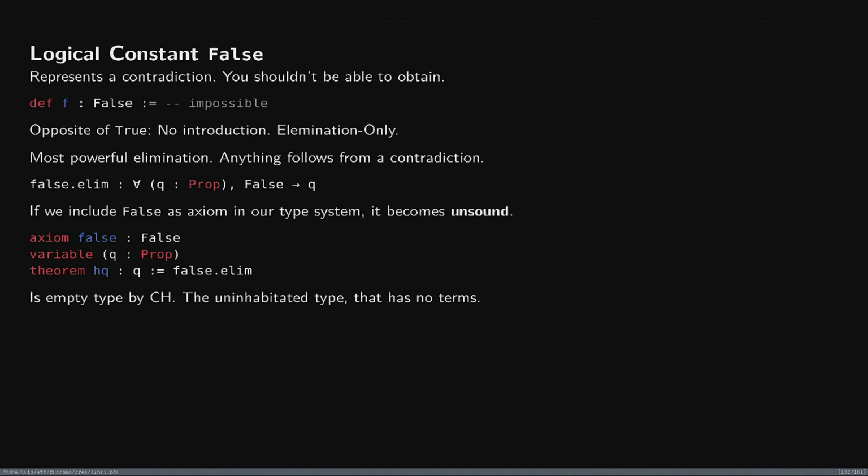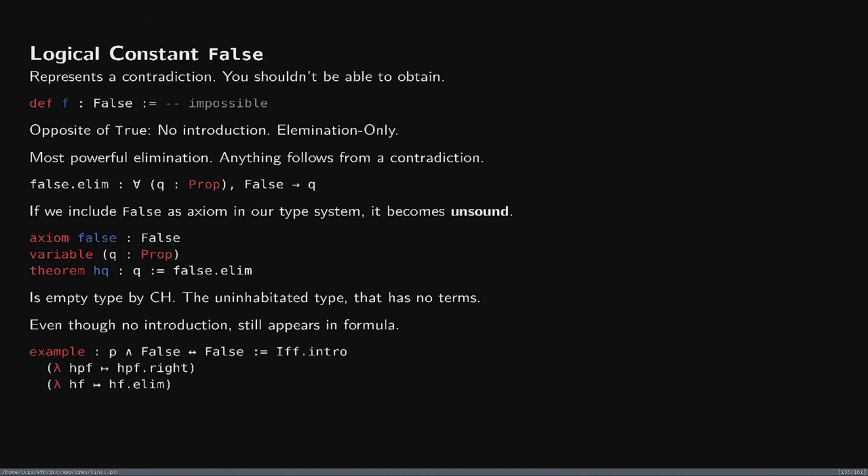Maybe you're now confused. False. Why? If we cannot construct it, why does it even exist? Can you do something with it? Yeah, sure. It still occurs inside of other propositions. For instance, this proposition, P and false is equivalent to false. This is a true proposition. So you should be able to construct this type. And if you now go this direction, well, then you hypothesize a term of type false and show that you can derive this term. Okay? So it still appears.